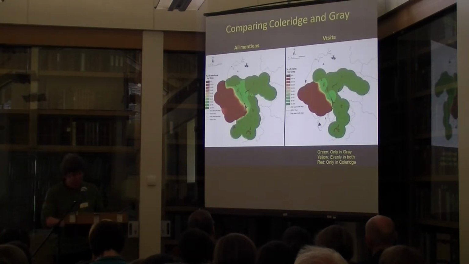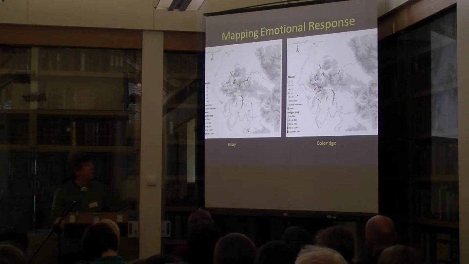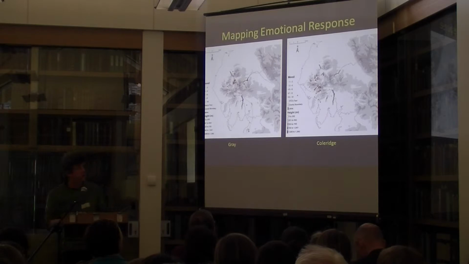We also got interested in how we could map emotional response. That's what these maps are trying to do. Basically, we allocated a numeric scale to the adjectives that we're using to describe places, from kind of 1s and 2s, which are dulls and drearies, all the way up to 9s and 10s, which are sublimes and terrifyings and things like that.